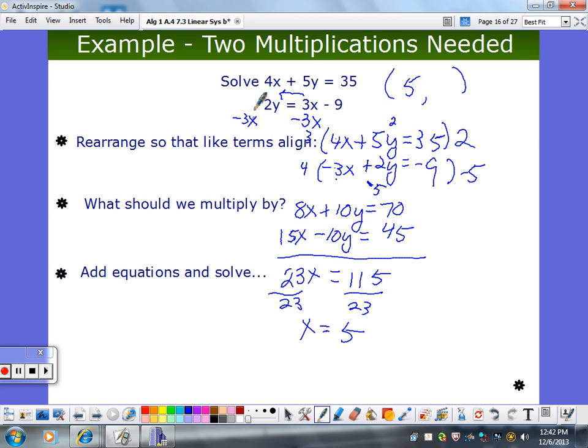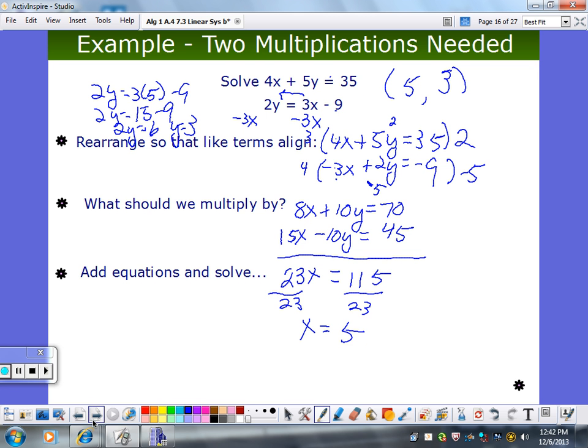That's the x. Pick one of these. I'm going to pick this guy. 2y equals 3 times x minus 9. 2y equals 15 minus 9. 2y equals 6. So what's y? 3. And then we have to plug in both just to make sure I haven't made a mistake.